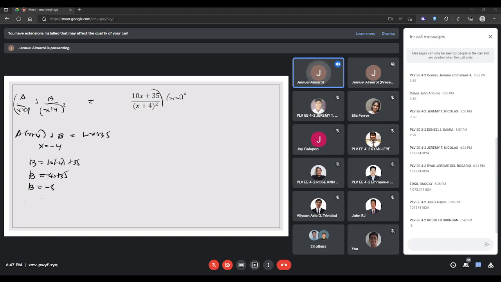So we have ax minus 4a minus 5 is equal to 10x plus 35. Yung x natin is equal to negative 4 na. So negative 4a to minus 4a. Okay. Minus 5 equal to negative 40 plus 35. Ay, nag-0. Nag-0. Klase.